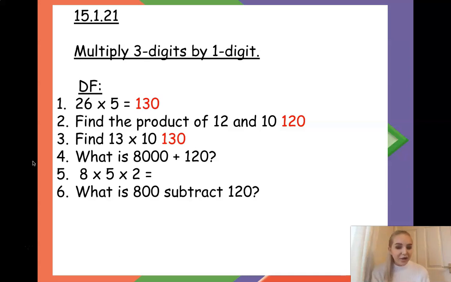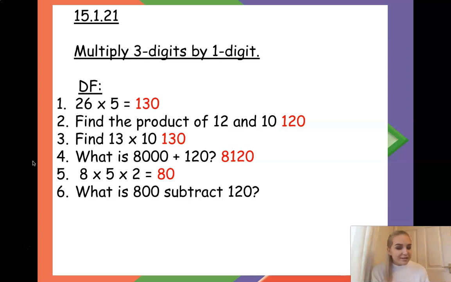What is 8,000 add 120? This is where your understanding of place value of numbers is really, really important. The thousands column will not change, but every other column will. So that will be 8,120. Number 5, you could take this multiplication in any way that you want. You could group the numbers by grouping 8 multiplied by 5, which would be 40, multiplying that by 2, giving you 80. Or you could recognise that you've got your 5 and your 2, making a 10, making it much easier to deal with, multiplying that by 8 and giving you 82.